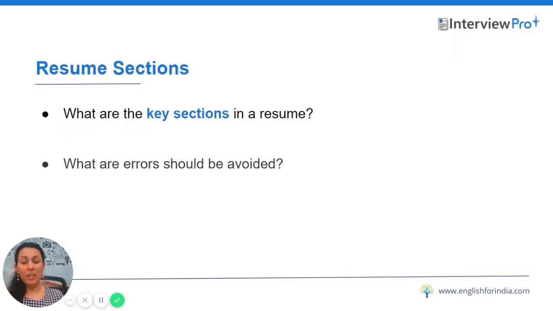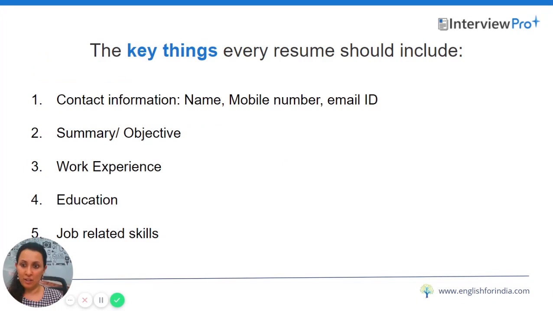In today's module, we are going to be talking about the key sections that are required in a resume and what are the common errors students make when they are writing their resume in these specific sections. The key fields or sections that should always be there in a resume are your contact information, summary or an objective, work experience, education, and job related skills.